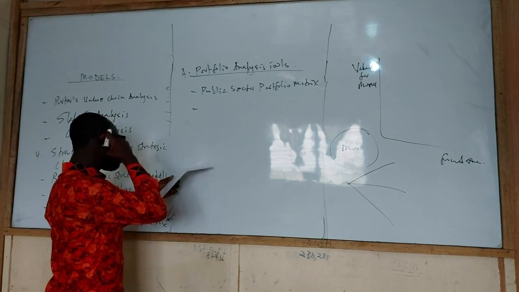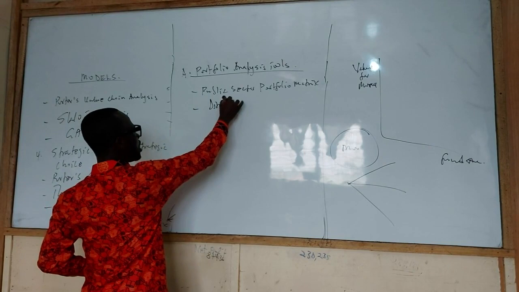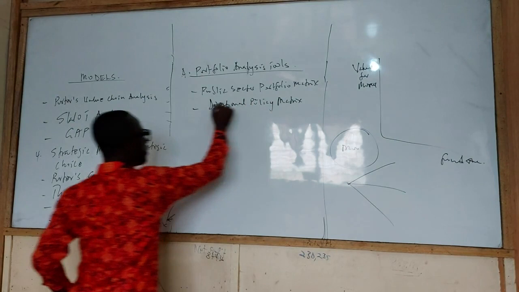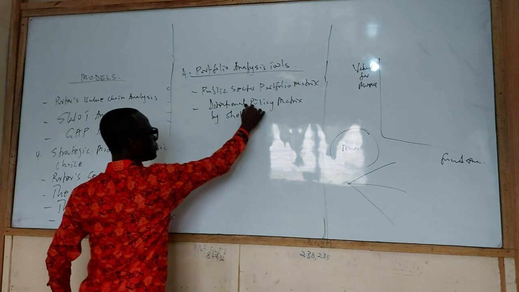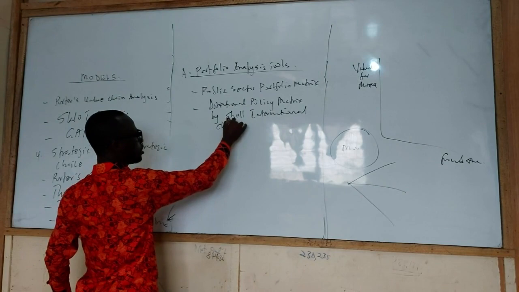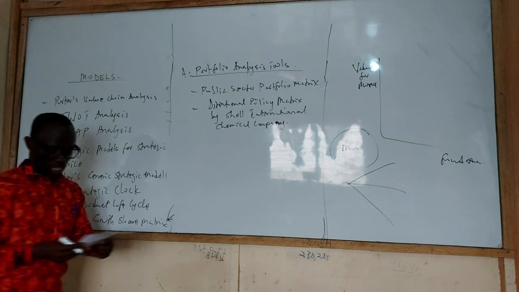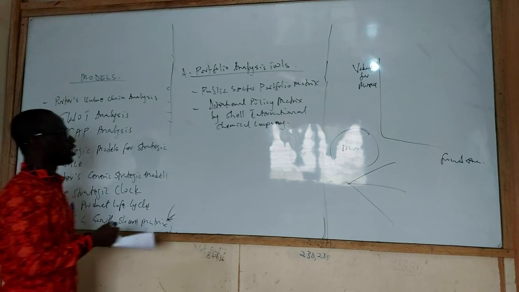The second one is the directional policy metrics by Shell International Chemical Company. They developed this model in order to help businesses also analyze their portfolio, and we'll look at that. Is that a Shell we know? Yeah, the Shell you know.